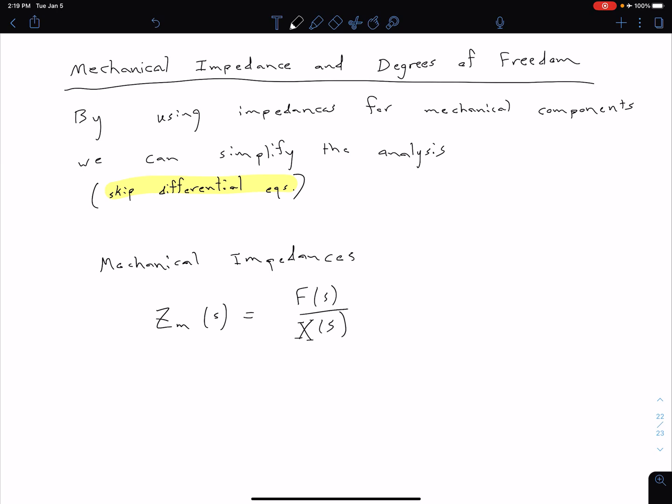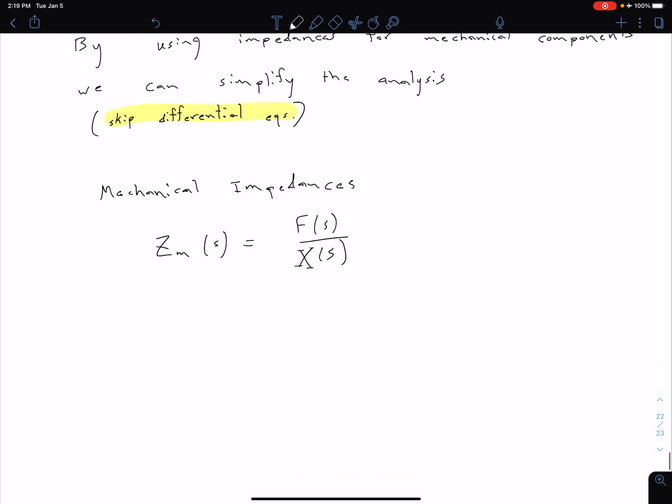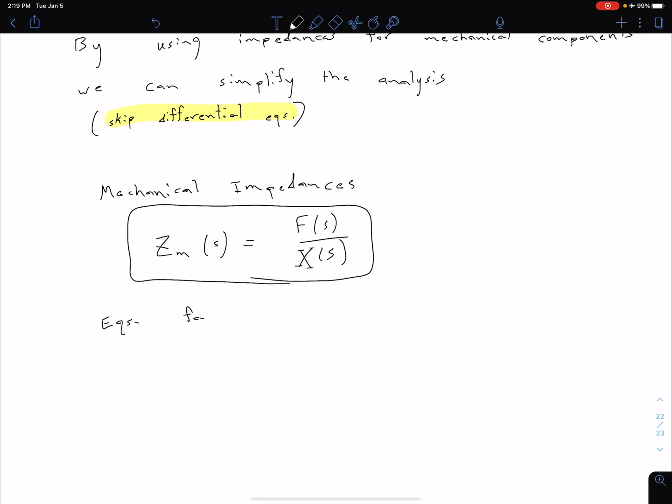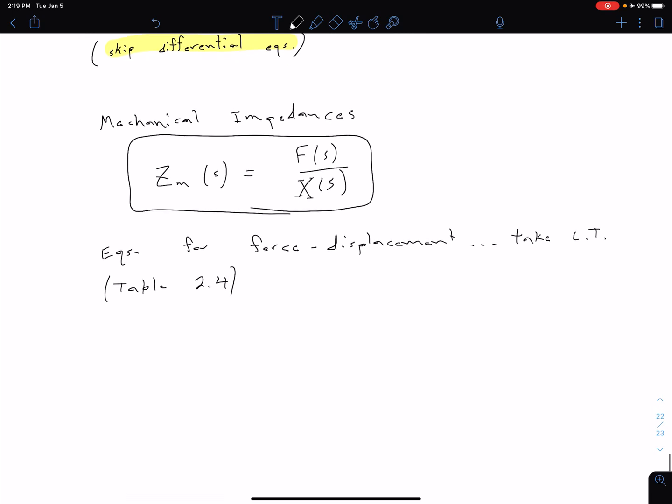And so what we're going to do then is go to that table 2.4. Table 2.4 actually already has the impedances listed, but let's say we didn't necessarily have that. We could go to that table, or from somewhere else, we could take our equations that relate our force and our displacement, and take the Laplace transform. And again, we could also just look in table 2.4. These tables will be posted on Canvas as well.